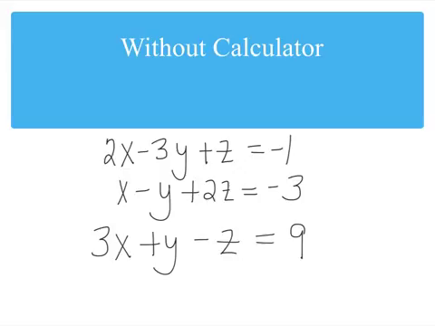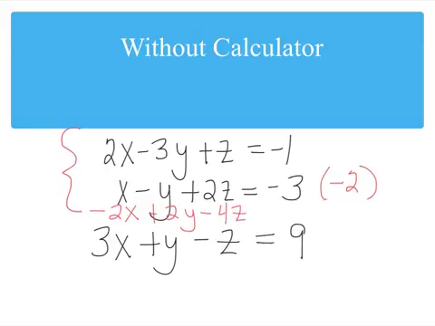Here's a system of equations with three unknowns. So I'm going to look at this, and the first thing I'm going to try to do is eliminate the x variable from these top two equations. So to do that, I've got to multiply the second equation by -2. Automatically now, I've locked that equation in place. That equation's going to become -2x plus 2y minus 4z equals +6, because -3 times -2 is +6.